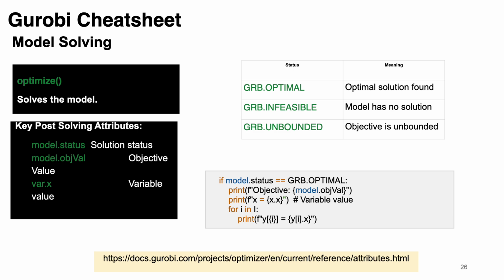If the solution is optimal, you can then query the key post-solving attributes. You use model.objVal to see the final score of your objective function, and you use the .x attribute on any variable, such as x[i].x, to see the specific value the solver chose for that variable. This is the moment your math turns into a concrete business decision.